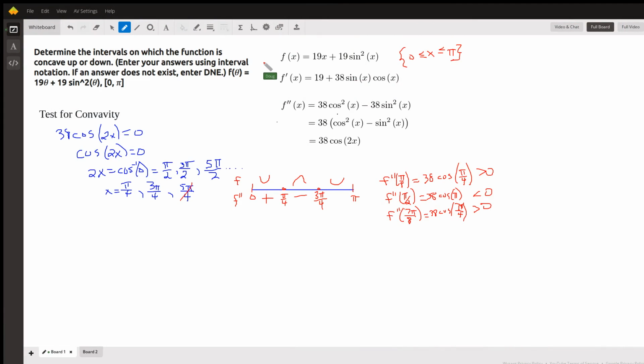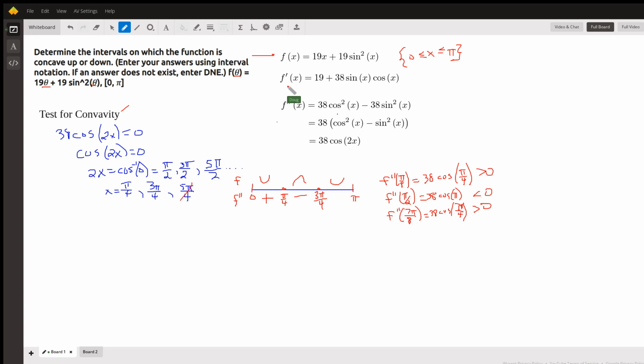Okay, you're given this trigonometric function here. The original post had f of theta, but I'll use f of x in the explanation. To find the intervals of concavity, we need to find the second derivative and apply the test for concavity.